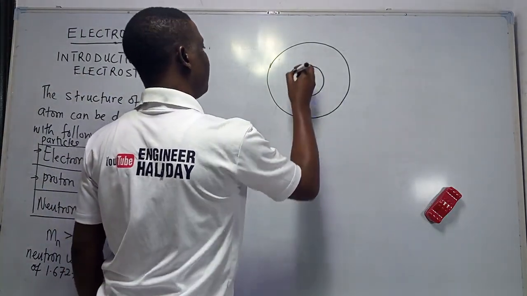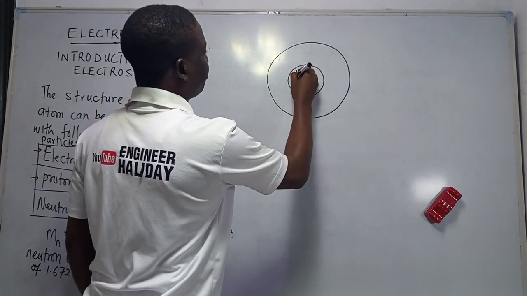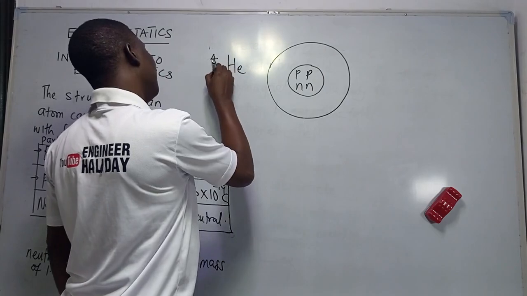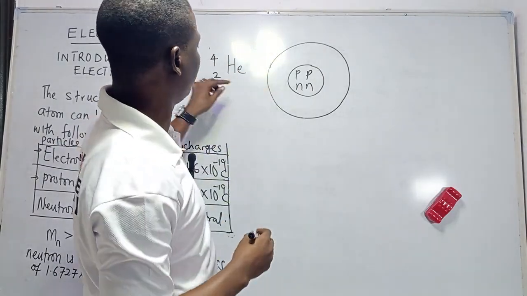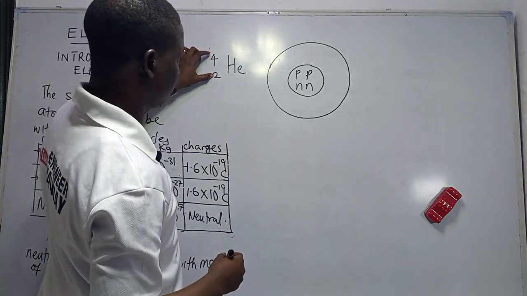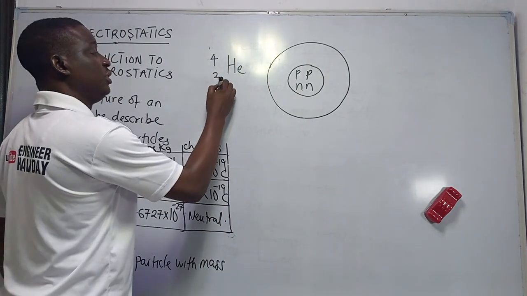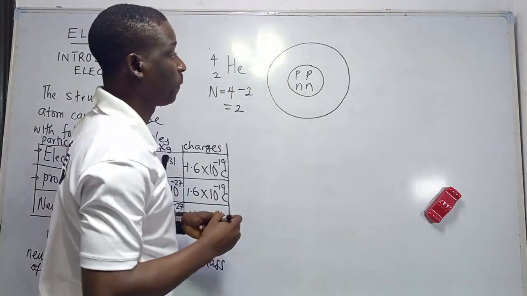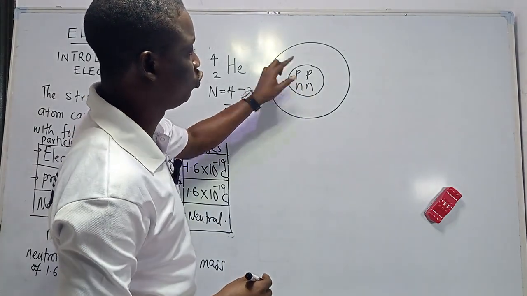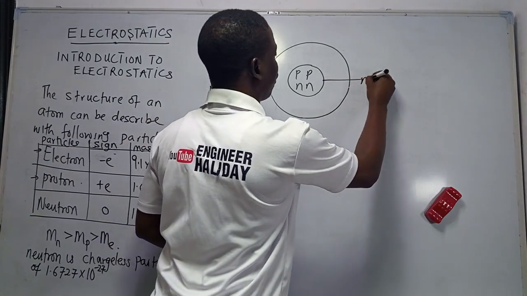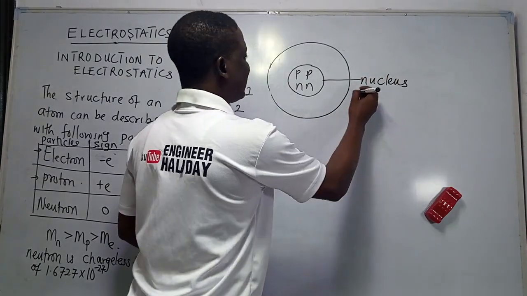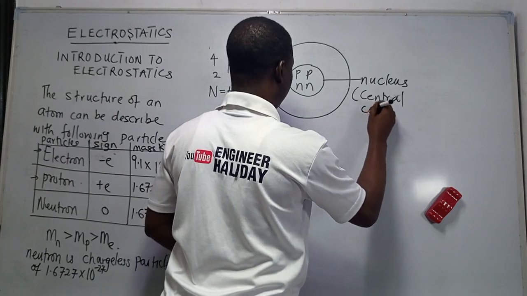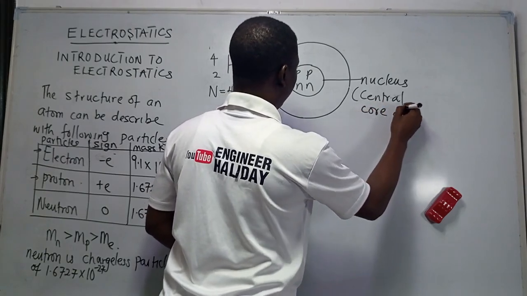The nucleus contains 2 protons and 2 neutrons. For instance, let's say helium. This helium in question has 2 protons and 2 neutrons. How do you calculate neutron? Don't forget, neutron is calculated as mass number minus proton number, which will give us 2. So there are 2 protons and 2 neutrons in the nucleus, which is called the central core of an atom.